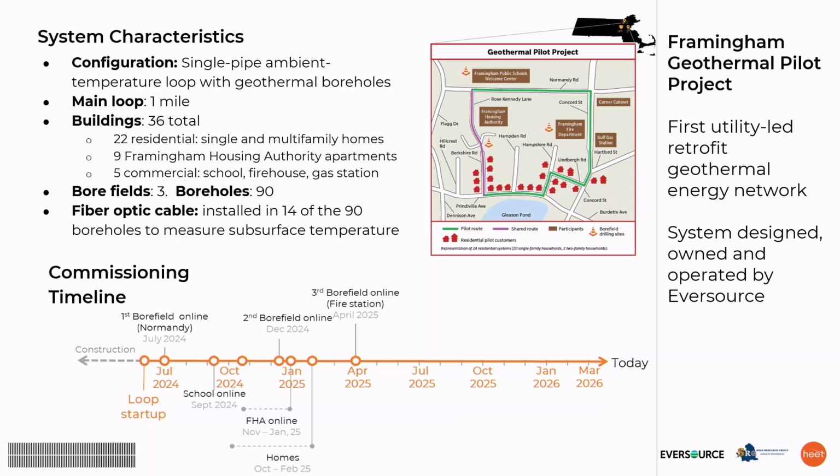The Framingham project is the first utility-led retrofit system that is operational in Framingham, Massachusetts. It is operated and owned by Eversource, with whom we collaborate. So roughly the characteristics, it's a single pipe with water connecting buildings. 36 buildings are connected. The perimeter is about 1 mile. We have single-family homes that are connected. We have also apartment buildings from the Framingham Housing Authority and commercial buildings. There are 3 bore fields with 90 boreholes in total.